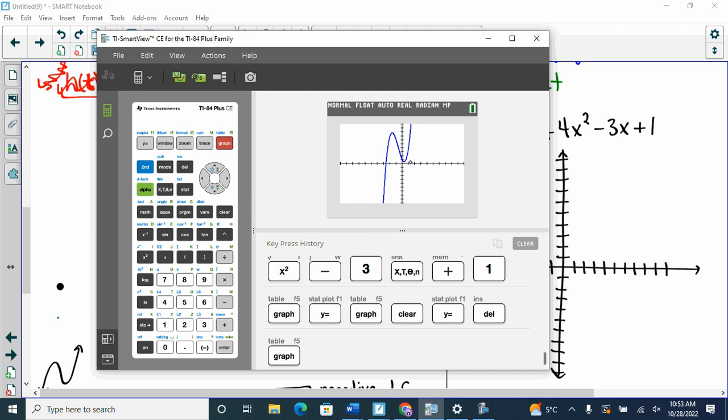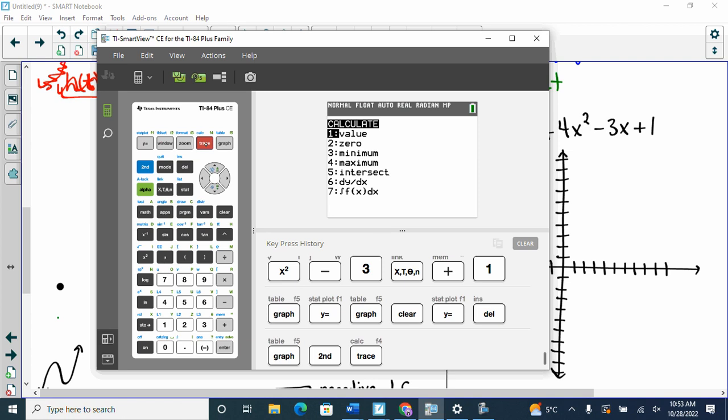Now I need to calculate something. Your teacher taught you this last year. I'm just reiterating it. If you want to calculate something, you have to go second and then trace. Why am I pressing second trace? The second button means I'm using the word above the button, right? So if I'm going second trace, I'm actually calculating. Do you see that? That's why I'm pressing second trace. So if I go second trace, I want to find the maximum. So I'm going to press 4.